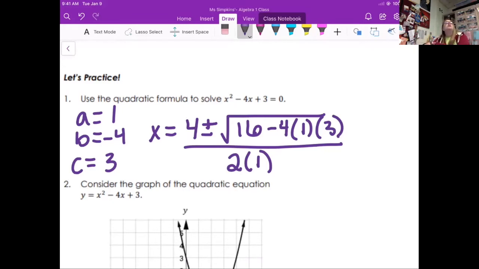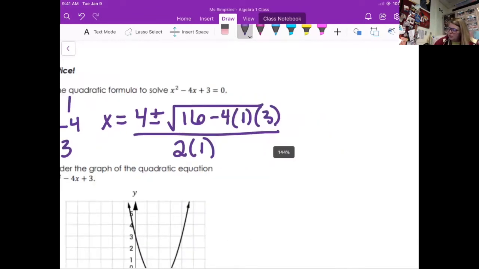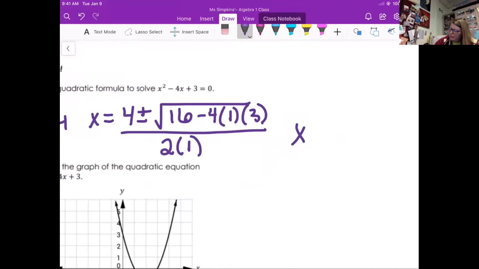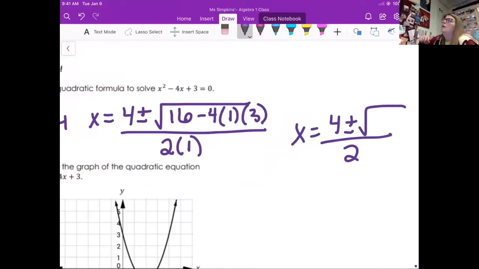Okay. So just look under the radical, meaning the square root. All we're gonna do at first is simplify just what's under there. That's it. So we're gonna leave the 4 out here by itself, the plus or minus all by itself, and then the 2 at the bottom all by itself. 2 times 1 is 2. So look under the radical, which says 16 minus 4 times 1 times 3.